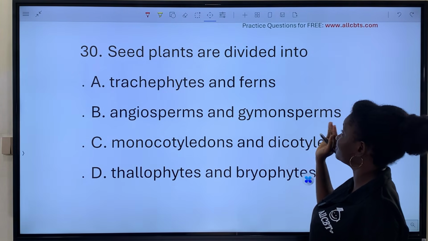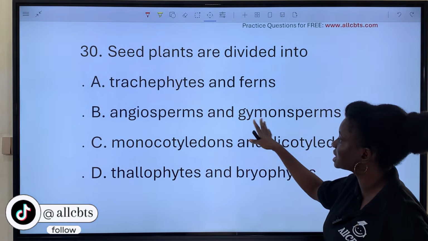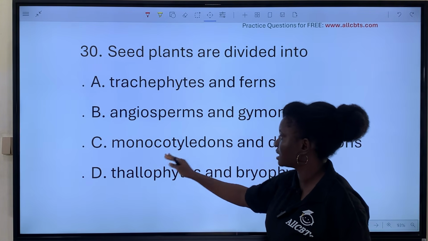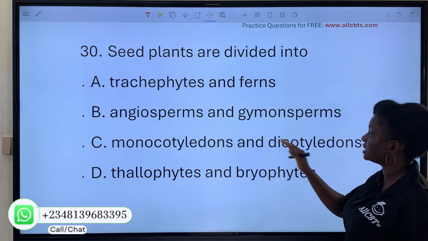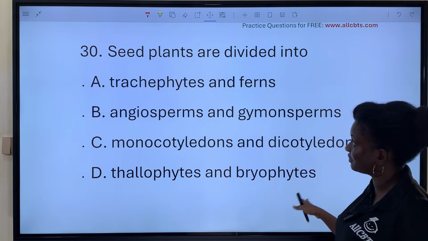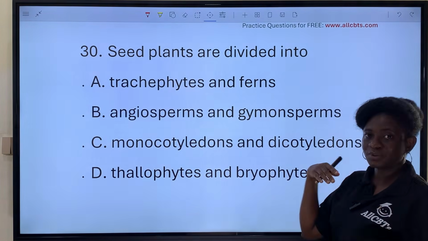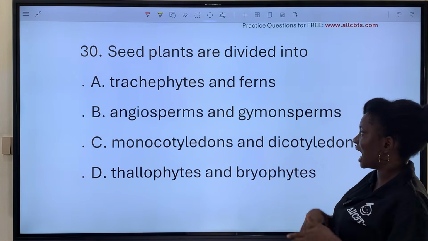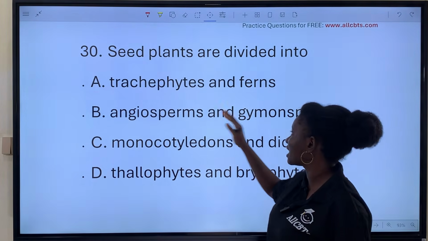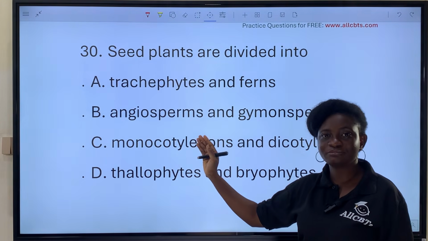So the final question here. Seed plants are divided into, A, tracheophytes and ferns, B, angiosperms and gymnosperms, C, monocotyledons and dicotyledons, D, thallophytes and bryophytes. The seed plant is mainly divided into the flowering plant and the non-flowering plant, which is angiosperm and gymnosperm. So that is the correct answer, option B.